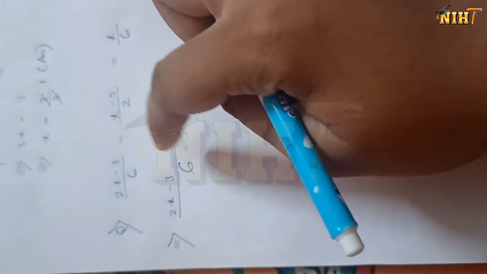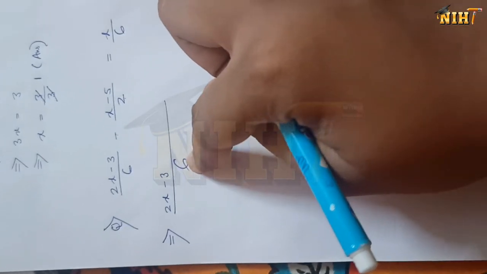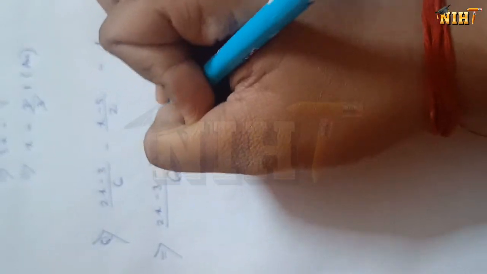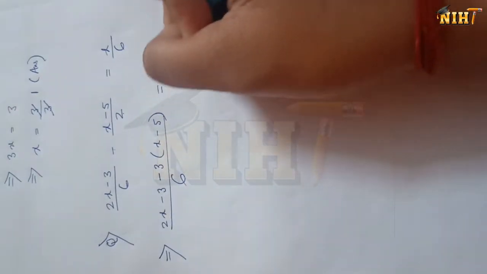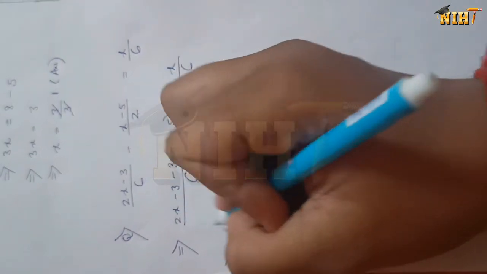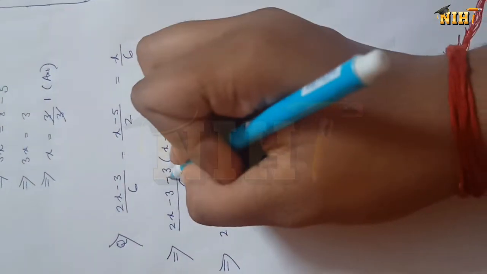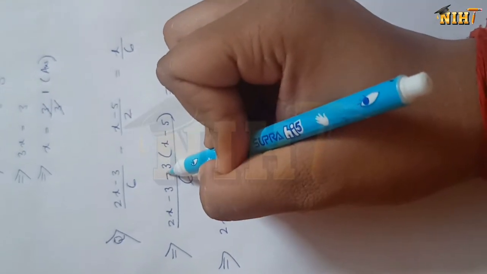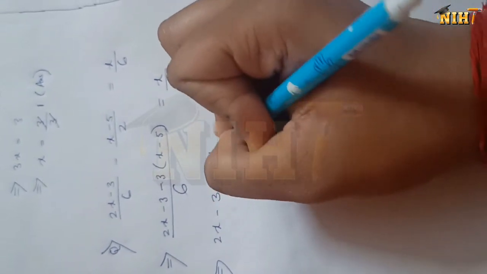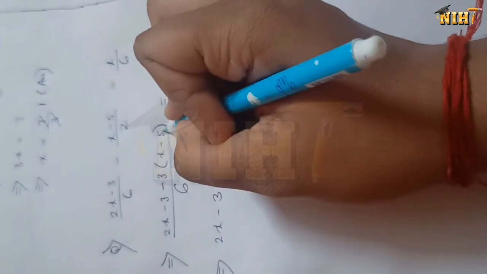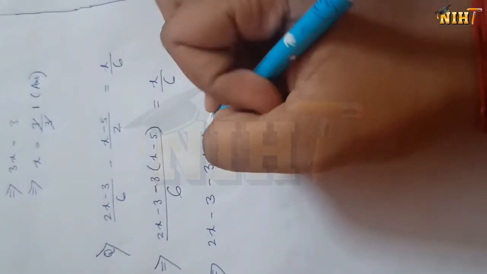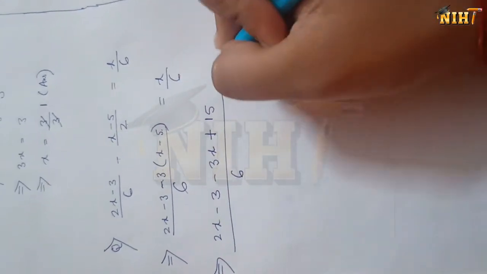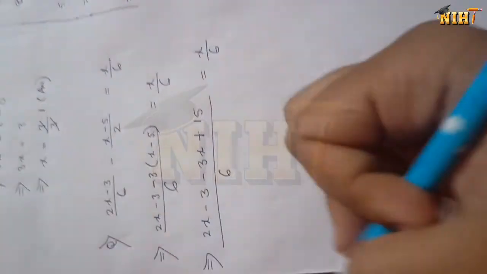So 2 is multiplied by 3 to get 6. So we will multiply minus 3 with the numerator x minus 5. Okay, now 2x minus 3. Now we will multiply minus 3 with x. What will be the answer? Minus 3x. Minus 3 with minus 5: when we multiply, minus minus is plus, 3 fives are 15. So over 6 is equal to x by 6.